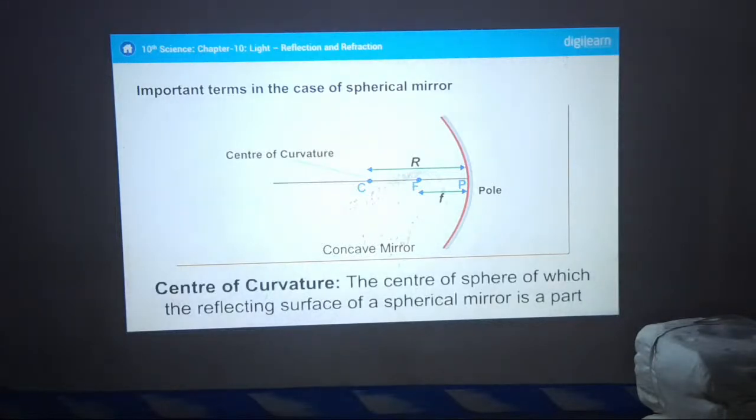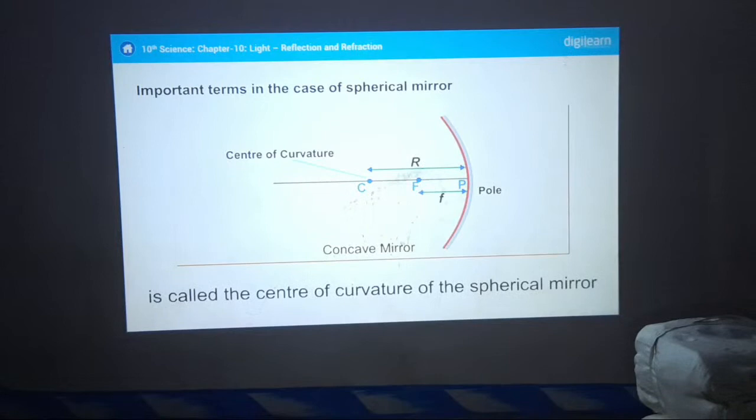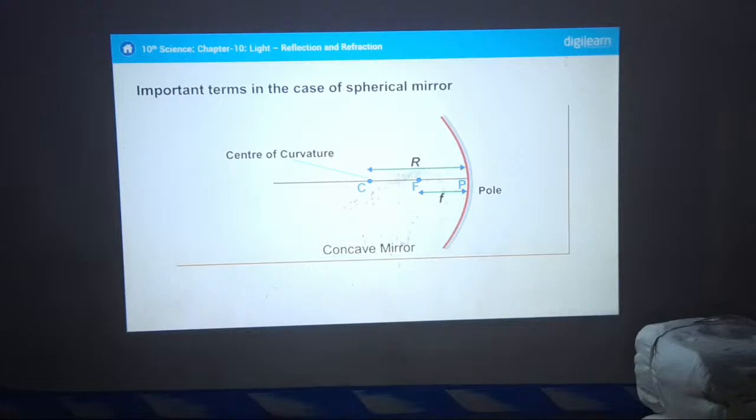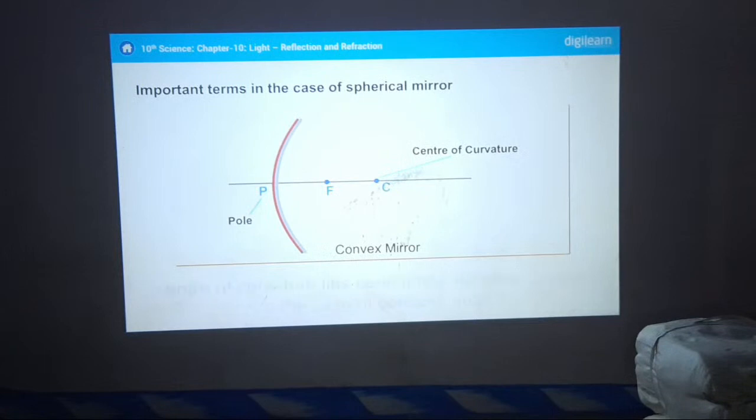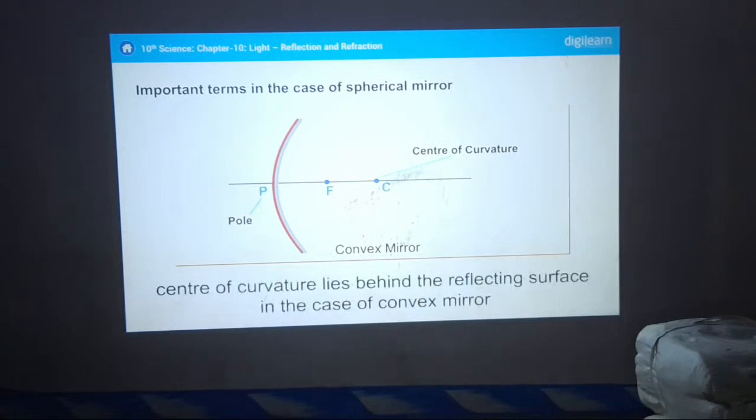Center of curvature. The center of sphere of which the reflecting surface of a spherical mirror is a part, is called the center of curvature of the spherical mirror. Center of curvature is not a part of spherical mirror, rather it lies outside the mirror. Center of curvature is denoted by letter C. In the case of concave mirror, center of curvature lies in front of the reflecting surface. On the other hand, center of curvature lies behind the reflecting surface in the case of convex mirror.